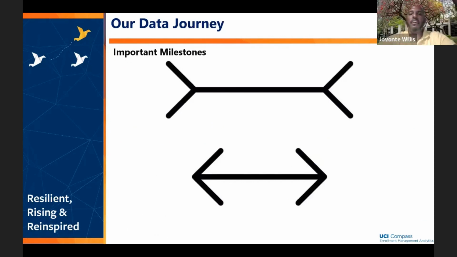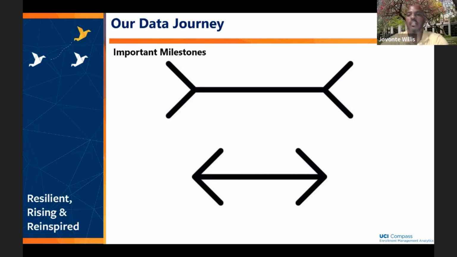So we have that, and this goes into how our data journey started. If you look at these two lines on the screen, which one do you think is bigger than the other? Okay, if you look at it, it looks like the one on the top is bigger than the one on the bottom. But that's not really true.